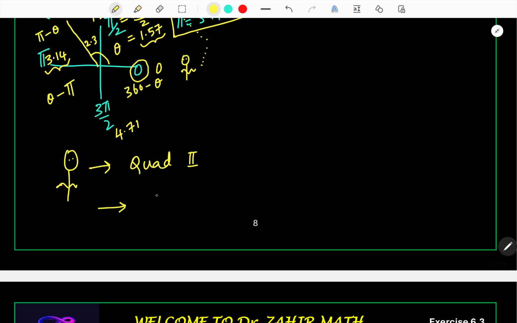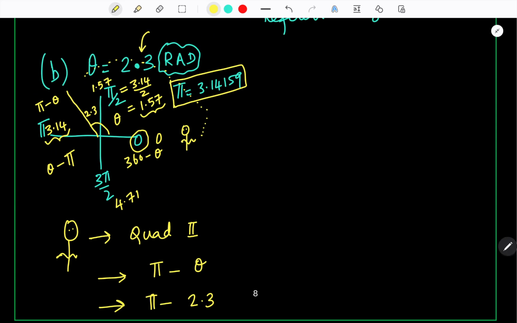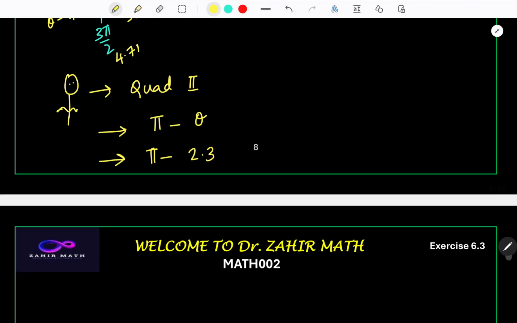So quadrant 2, what is the formula? Pi minus theta. Why, teacher, have you taken pi? Because the question is in radian. So pi minus theta is equal to 2.3, given in the question, you can see, right? So put in the calculator: shift pi minus 2.3, which is equal to 0.84. Okay, 0.84, right? This is one method.